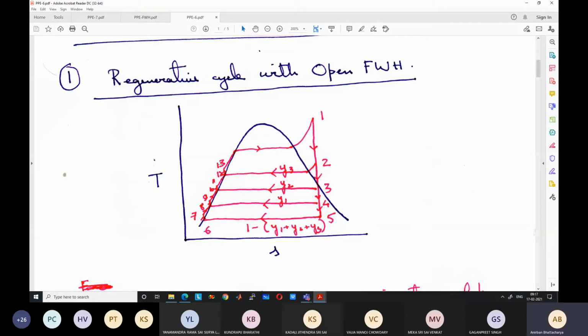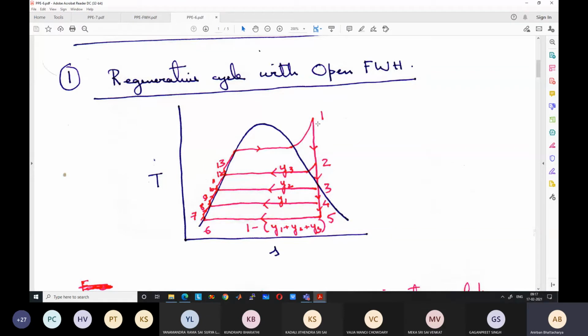So this is passed to the boiler. So by using this feed water heater, we have increased the inlet temperature to the boiler to temperature T13 instead of T7. Or we have increased significantly the temperature. So what it means is that we have removed the heat addition at low temperature. So mean temperature of heat addition has increased. So the efficiency of the system has increased.